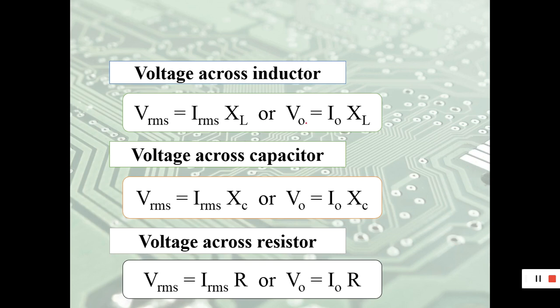Okay, so we know that for the inductor, V naught equals I naught XL. But if you want to find the average, it will be V RMS equals I RMS XL. For voltage across the capacitor, V RMS equals I RMS XC. If you want to find the peak, it will be V naught equals I naught times XC. For the resistor, V equals IR, so V RMS equals I RMS times R, or V naught equals I naught times R.